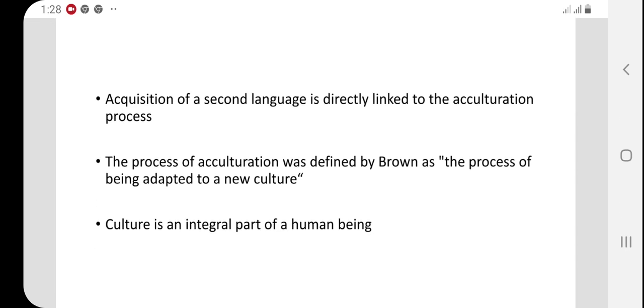It is the process of being adapted to a new culture. Acculturation is a term. It means that you move from one place to another. Like, you are a migrant worker, you move from Pakistan to England, you start living there. You have your own culture that we have in Pakistan, but you have to adopt a new culture there, a new culture of Britain, how they speak, how they behave, and how they live.